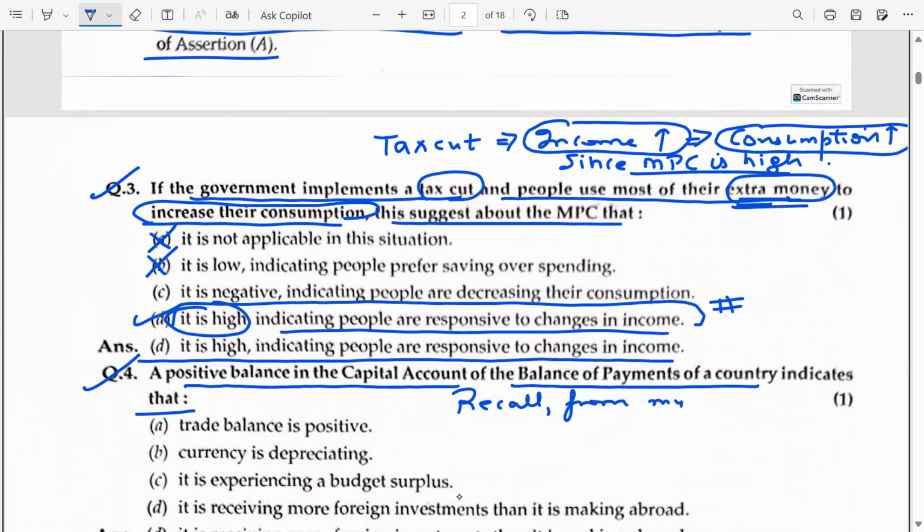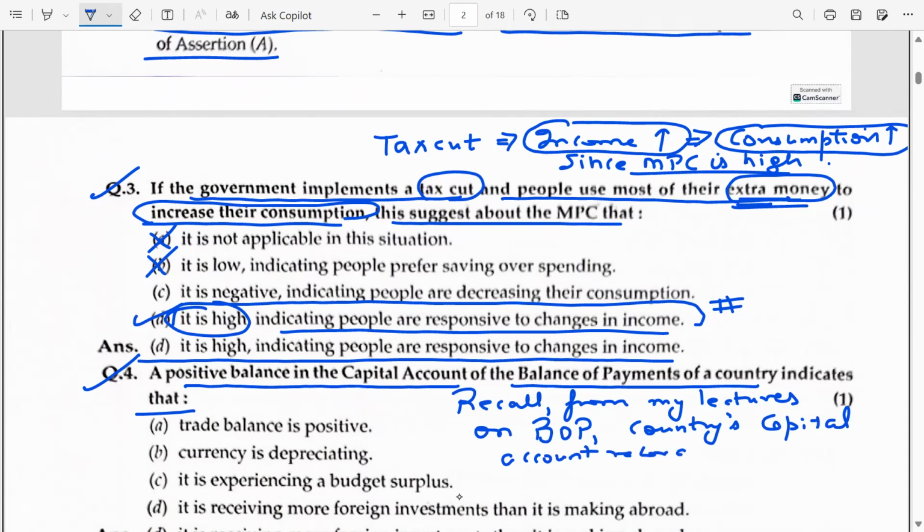Recall from my lectures on balance of payments, BOP, that a country's capital account records transactions relating to sale and purchase of assets. When I say purchase of assets, it means you're making investments abroad. You are buying assets abroad.